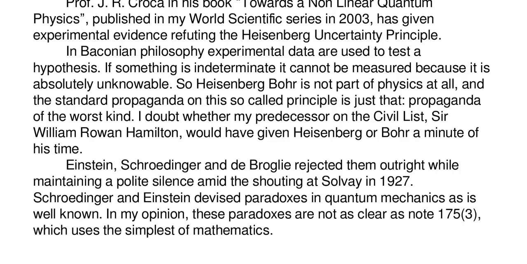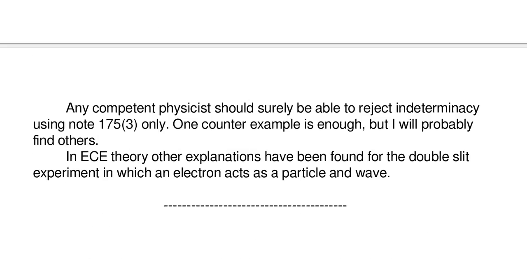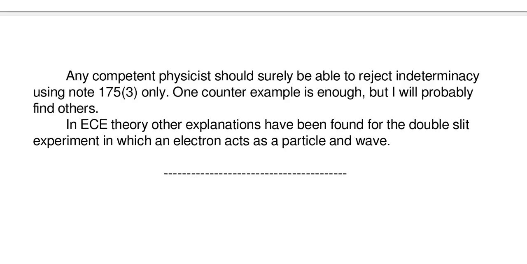Einstein, Schrödinger and de Broglie rejected them outright while maintaining a polite silence amid the shouting at Solvay in 1927. Schrödinger and Einstein devised paradoxes in quantum mechanics, as is well known. In my opinion, these paradoxes are not as clear as note 175.3, which uses the simplest of mathematics. Any competent physicist should surely be able to reject indeterminacy using paper 175. One counterexample is enough, but the paper gives many counterexamples using higher order commutators.